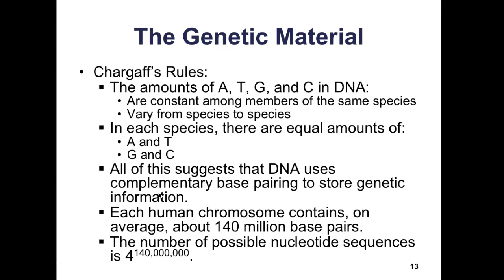So when we think about it, each human chromosome contains, on average, about 140 million base pairs. So the number of possible nucleotide sequences is 4 to the 140 million.